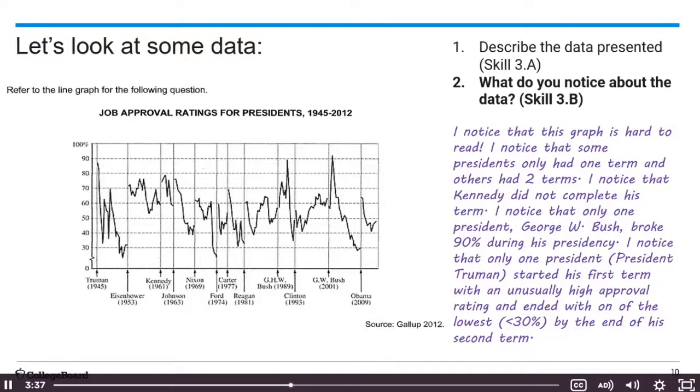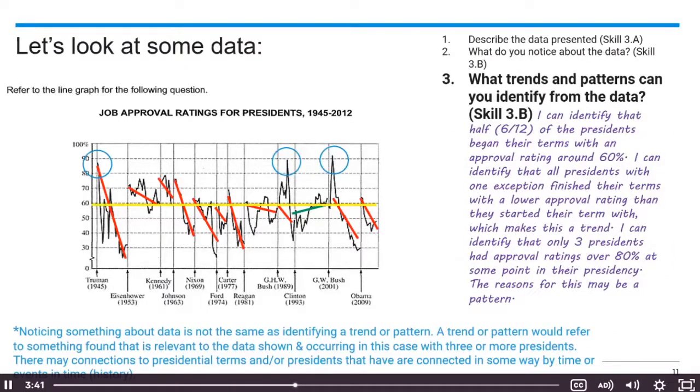So when we are now asking about trends and patterns, we know what it is that we are looking at. And so we kind of marked up the graph here. We've got the blue circles there that are telling us about patterns. That is that we've got some peaks there. We've got the red lines showing downward trends.